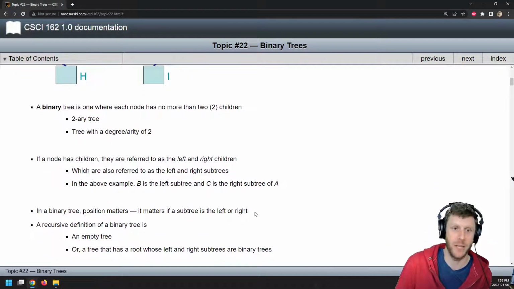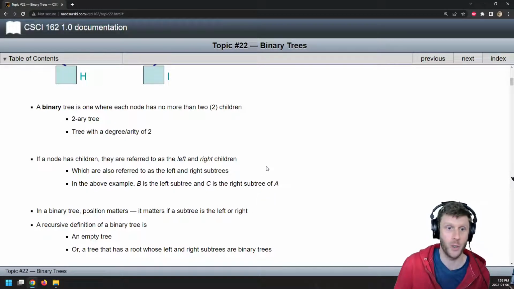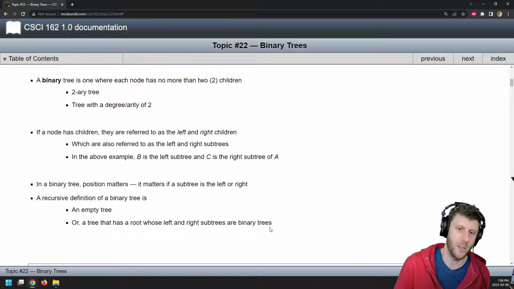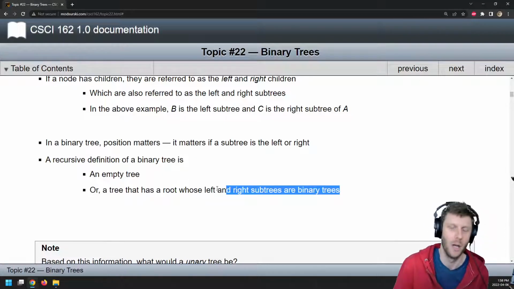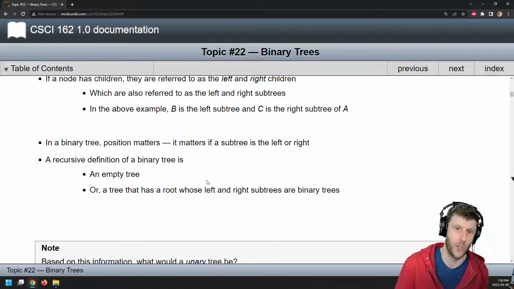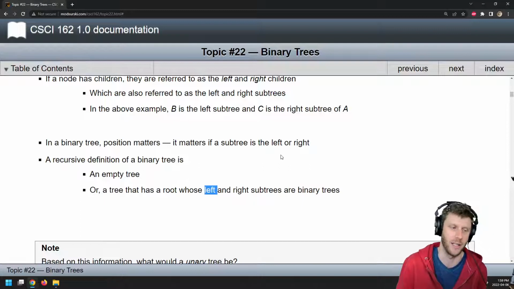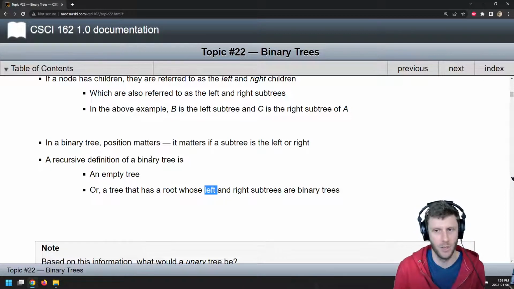In a binary tree, position matters. It matters if a subtree is left or right. Now, a recursive definition of a binary tree is an empty tree, or a tree that has a root whose left and right subtrees are also binary trees. If we compare this to the definition of the general tree, you would see it's nearly identical. It's just that here we have a limitation of 2 with left and right, whereas a general tree has 0 or many subtrees. Okay? So far, so good.